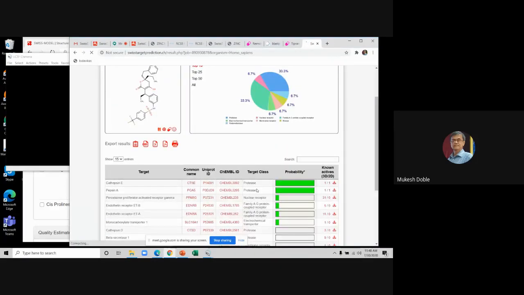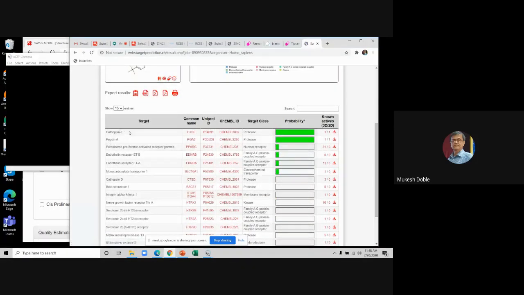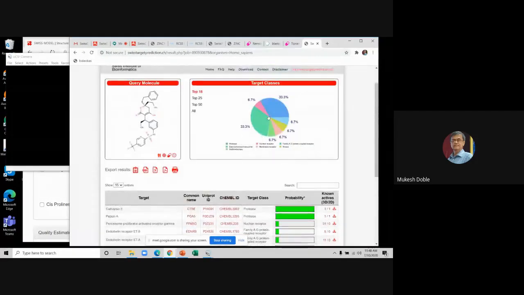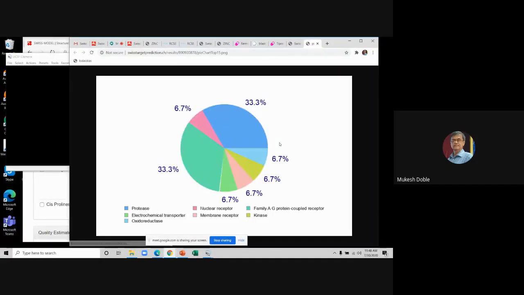Okay, so it gives you percentages. As you can see, cathepsin, proteases. We have pepsin protease with 100 probability, a very high probability, and other probabilities are low. And then of course this gives you a summary of all the possibilities. So it gives proteases, 33%, then some electrochemical transporters, a large percentage of this.